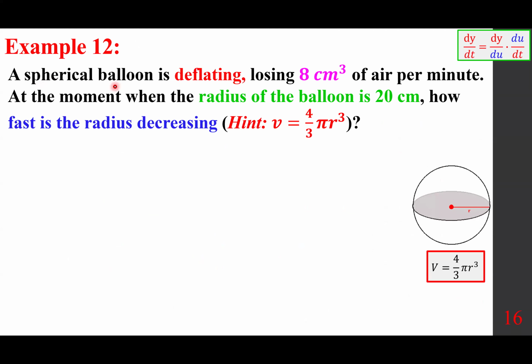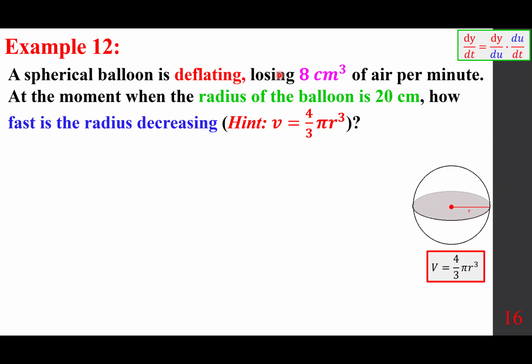A spherical balloon is deflating, losing 8 cubic centimeters of air per minute. At the moment when the radius of the balloon is 20 centimeters, how fast is the radius decreasing? And a hint: the volume is 4 thirds pi r cubed. By the way, the moment we use increasing or decreasing, we don't have to worry about the sign. Positive means increasing, negative means decreasing.